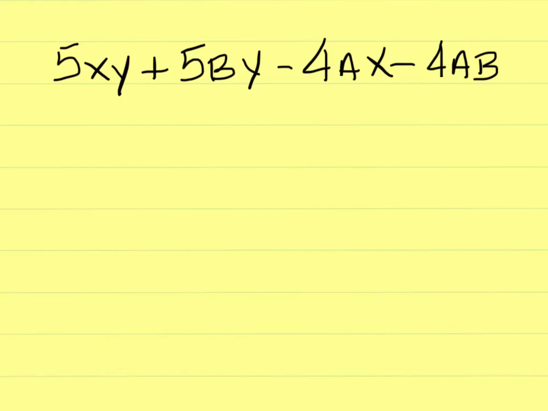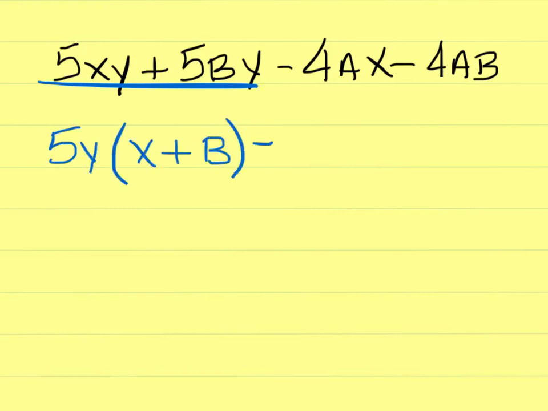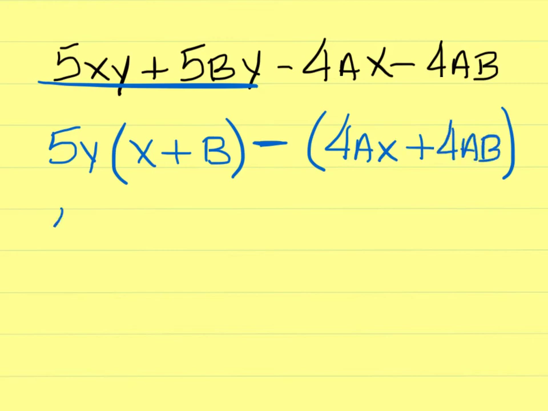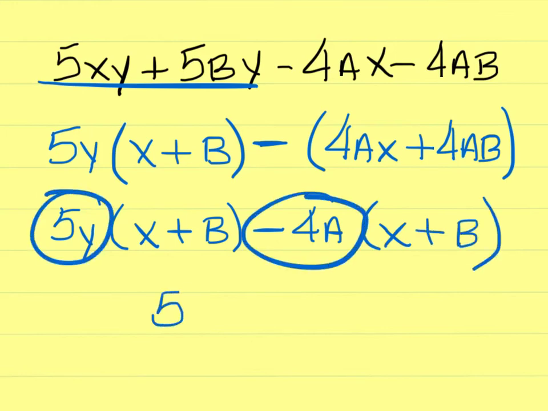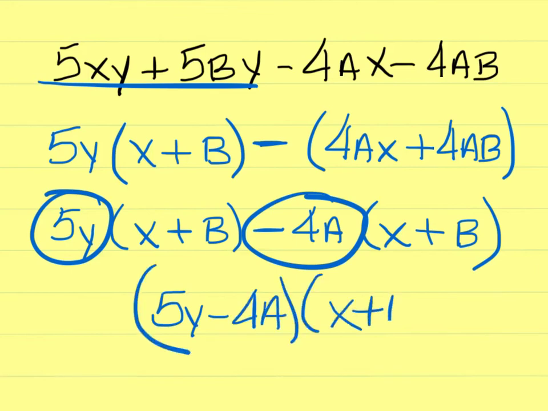On this one, you have a pretty obvious setup. On the first two, you can take out a 5y and be left with x plus b. And then on the back end, here's a minus sign. That means you have to change the sign of this to plus. Recopy the front half and then go back and try to factor out on the back end. You can take out a 4a and be left with x plus b. For your final answer, you need 5y minus 4a and then x plus b.